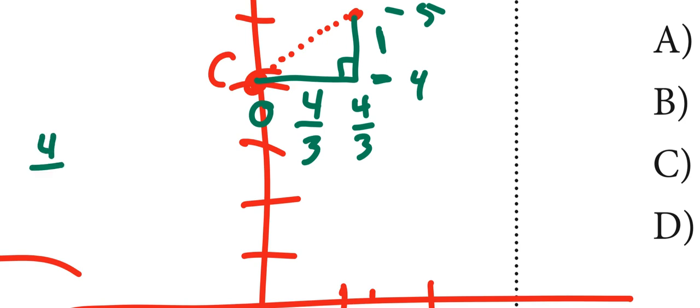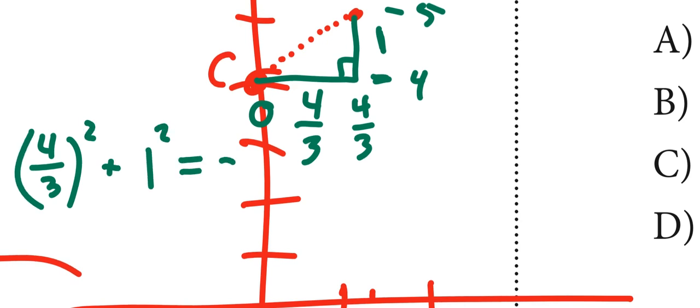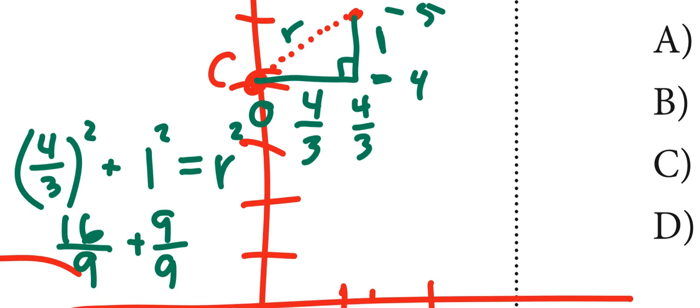Well, I bet you could do it. (4/3) squared plus 1 squared equals c squared. Or if we want to call it r, let's call it r, just for kicks and giggles. All right, so what's 4/3 times 4/3? I'll get you started. 16 over what? 9. Okay, this is 9 over 9 for those of you wondering. And if you add those together, what do you get? 25 over 9.